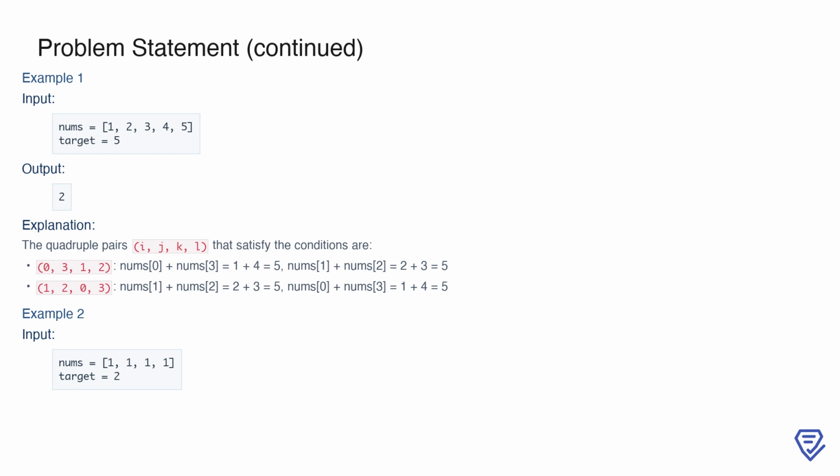Here, the input array is nums equals 1, 2, 3, 4, 5, and the target value is 5. The output is 2, which represents the total number of valid quadruple pairs. The two pairs are (0, 3, 1, 2) and (1, 2, 0, 3). For the first pair, the sum of nums[0] and nums[3] is 1 plus 4 equals 5, and the sum of nums[1] and nums[2] is 2 plus 3 equals 5, both matching the target. Similarly, for the second pair, the sums of the respective indices also equal the target. This example illustrates how the indices must satisfy both the numerical condition and the ordering constraints.